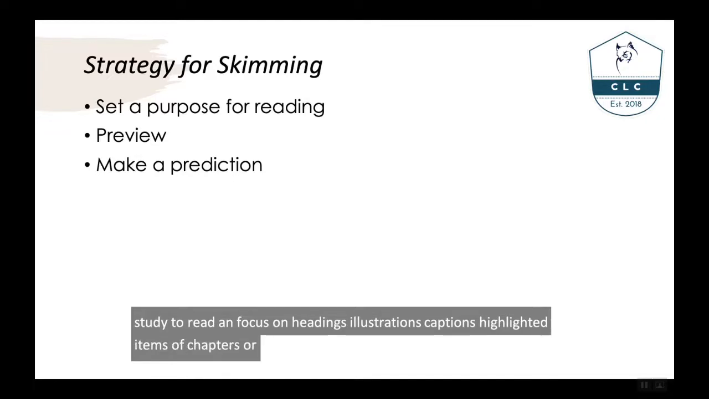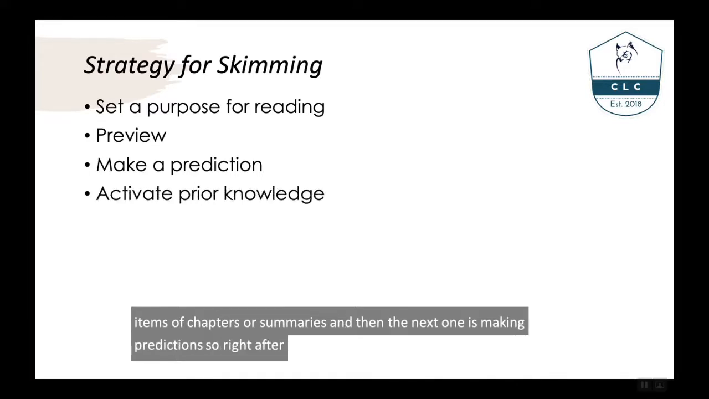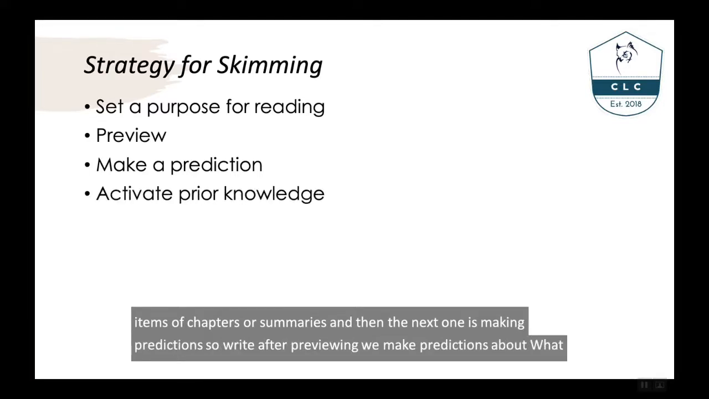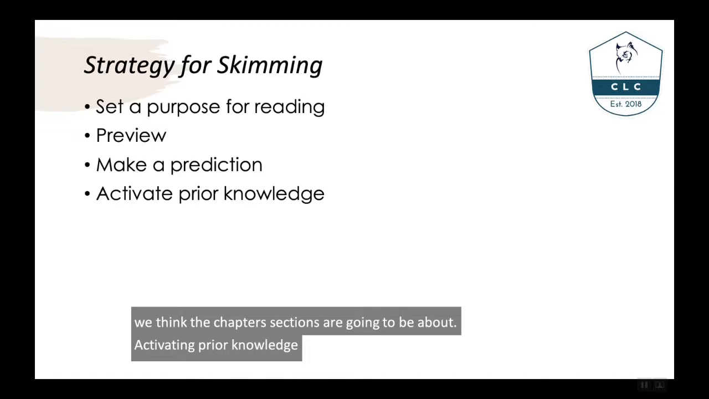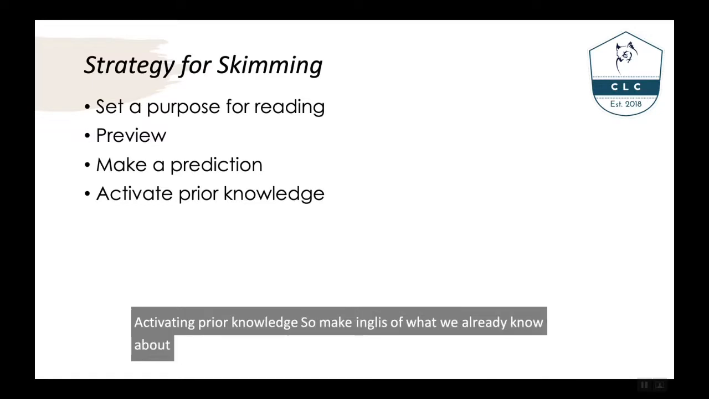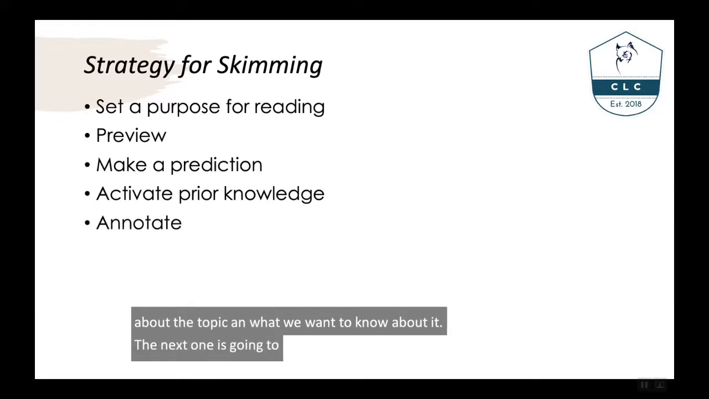And then the next one is making predictions. So right after previewing, we make predictions about what we think the chapter or sections are going to be about. Then activating prior knowledge, so making lists of what we already know about the topic and what we want to know about it. The next one is to annotate.